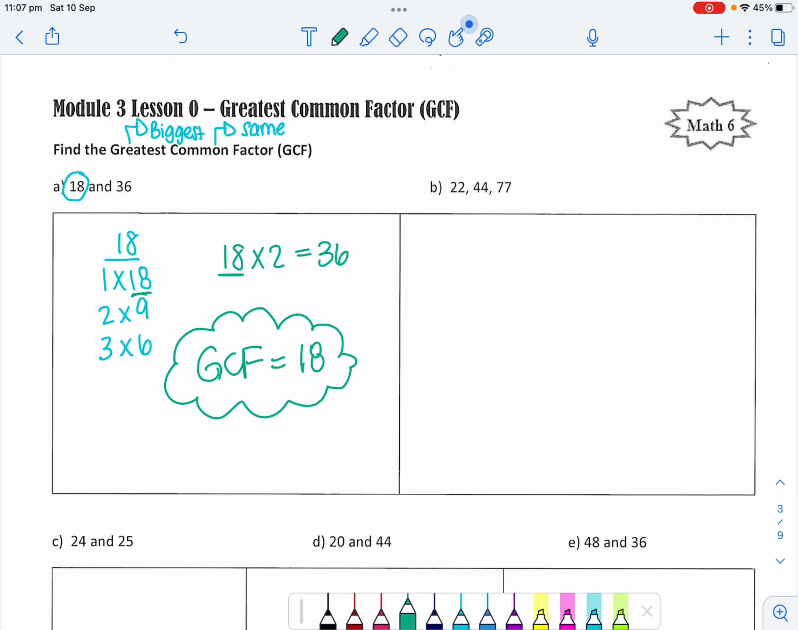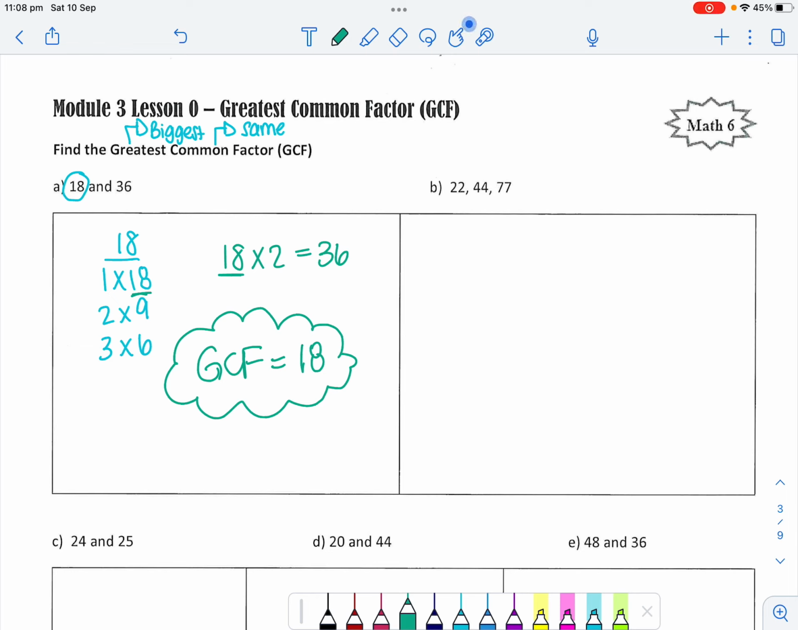So yesterday we focused on listing the factors. Could we list the factors of a number? Could we list the numbers that multiplied to make that number? Now we're taking those lists of factors and we're going to figure out what's the biggest one these two things have in common. So now in part B, you can see that there's 3 numbers.